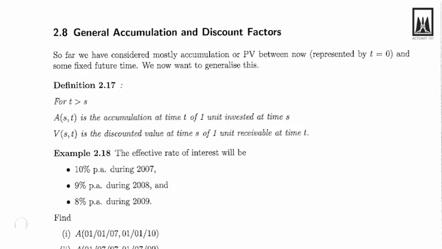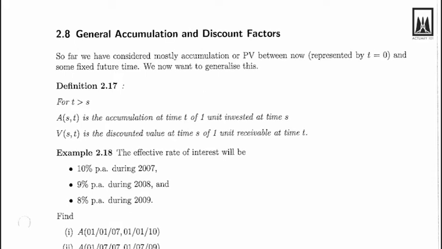Hi guys, so in the previous video we discussed non-constant interest rates: how do we calculate an accumulation or a present value if the interest rate is not constant throughout the duration? This video is not going to be very long. It is only some terminologies that we generally use when we are calculating accumulation and discounting factors.